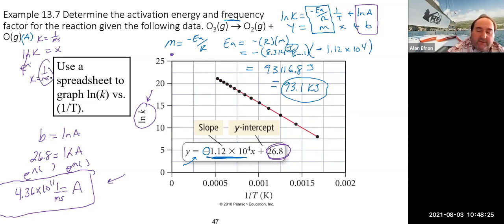So the short answer is, if you're asked to calculate the frequency factor, in pretty much all cases it will end up with the same units that are associated with the rate constant. Any questions on that?